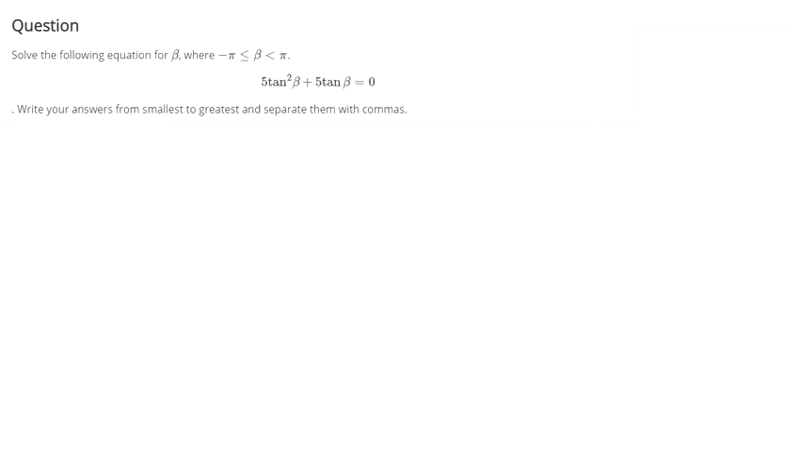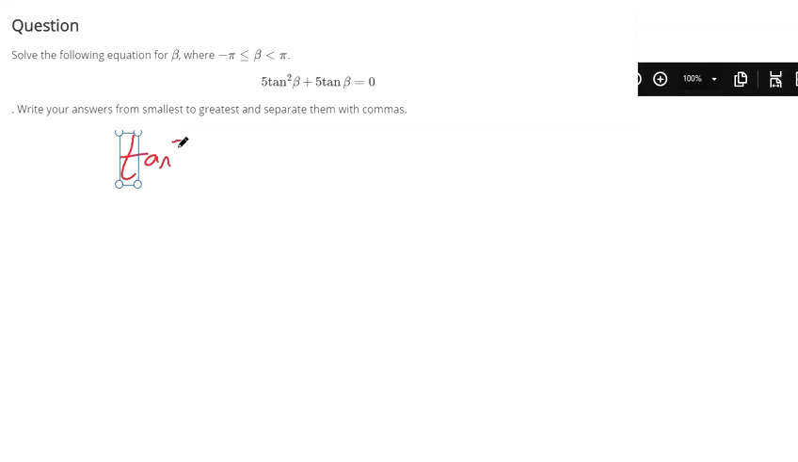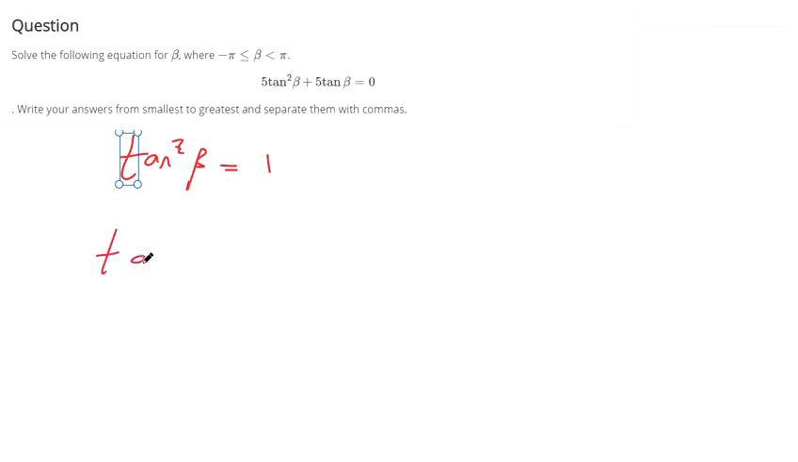I think the question said something about factoring. We could subtract 1 from both sides and then factor it like x squared minus 1. Yeah, let's do what they say. Tangent squared beta equals 1. Subtract that 1 from both sides to set it equal to 0. That's how we solve equations by factoring, right? Set it equal to 0.